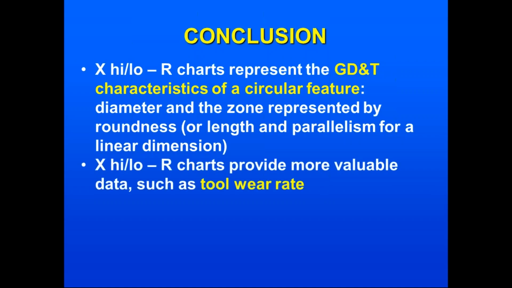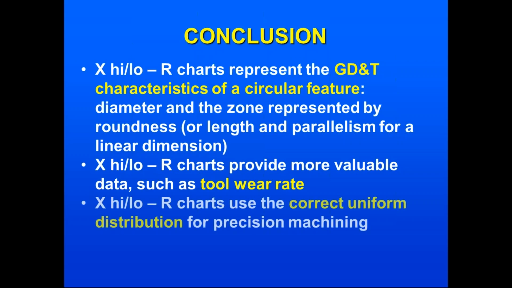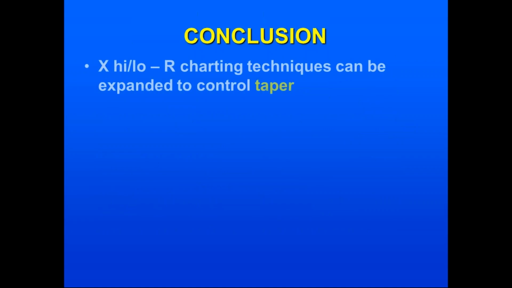The R charts provide more valuable data. The X-bar and X high-low R charts, such as tool wear rate. You can do a linear regression on either the high line or the low line for that tool wear, and you can calculate a tool wear rate that's almost good down to the nanometer per part. They use the correct uniform distribution for precision machining. The X high-low R charts can also be expanded to control taper. I didn't go into a lot of these other things because we only had a short time to spend together, but we do have the ability to control taper by using multiple X high-low charting.